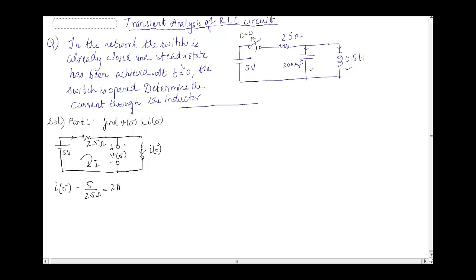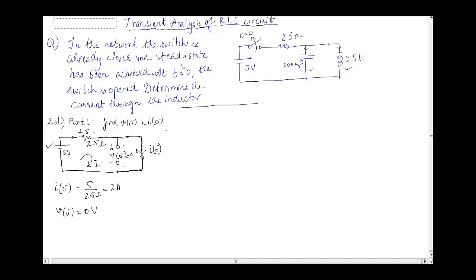Now what is the voltage across this terminal? Since this branch is a short, the voltage across it will be 0, and that same voltage appears here. Some people may argue that on this side we have 5 volts and some current flowing, so some voltage should appear here. No, the 5 volt source and the 2 ampere current flowing through the resistor generate an opposite voltage of 5 volts. Both of them cancel off and you still get 0 volts here. So V0 minus is equal to 0 volts.